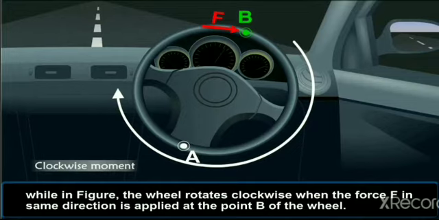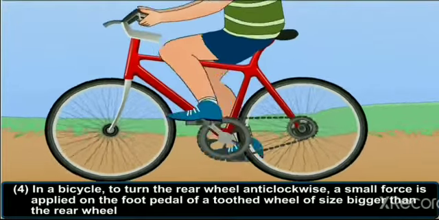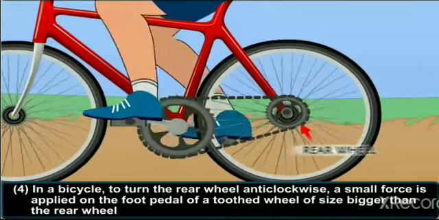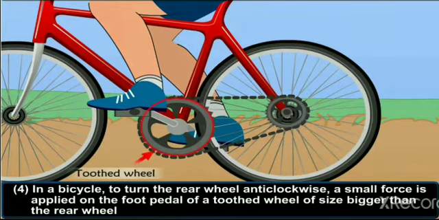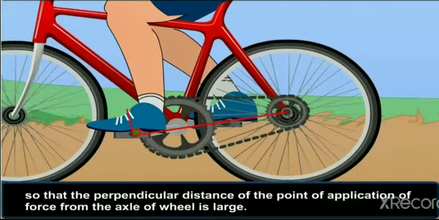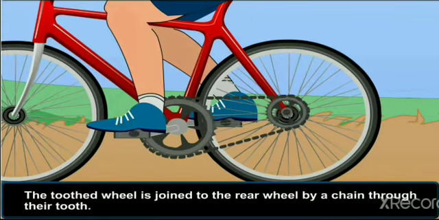4. In a bicycle, to turn the rear wheel anti-clockwise, a small force is applied on the foot pedal of a toothed wheel of size bigger than the rear wheel, so that the perpendicular distance of the point of application of force from the axle of wheel is large. The toothed wheel is joined to the rear wheel by a chain through their teeth.